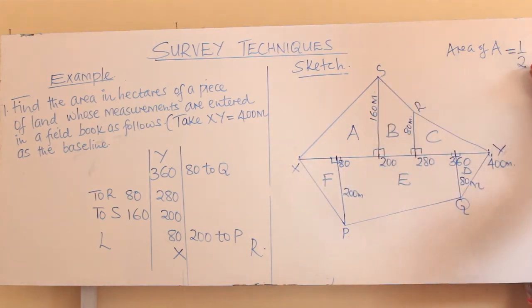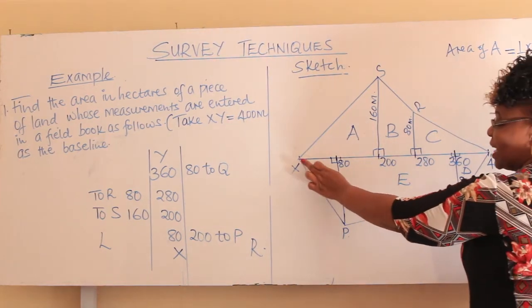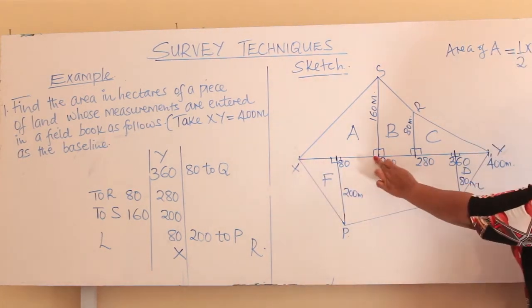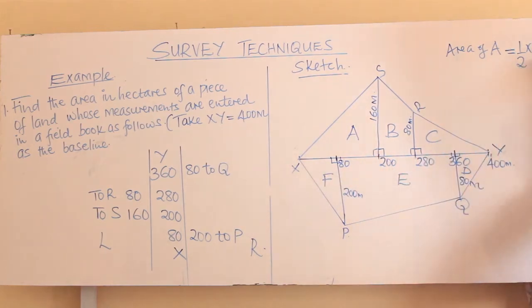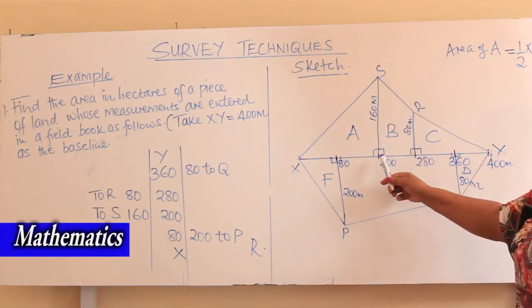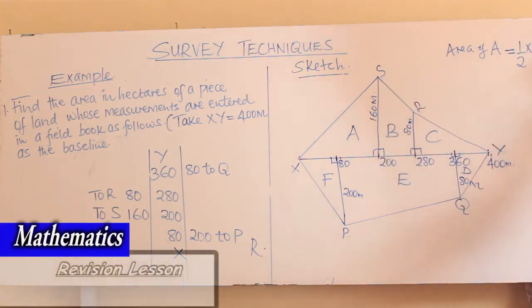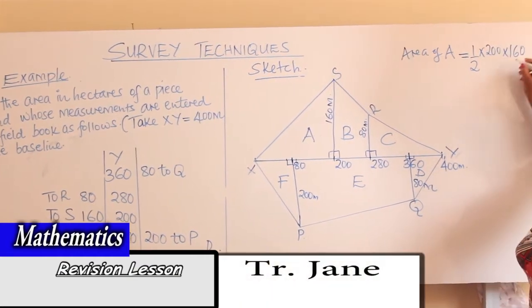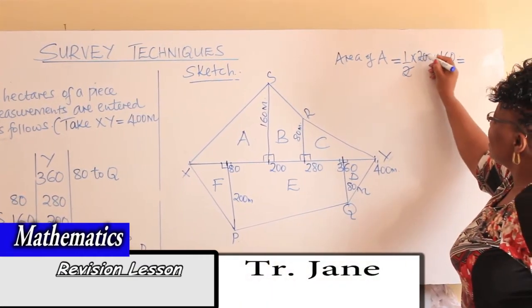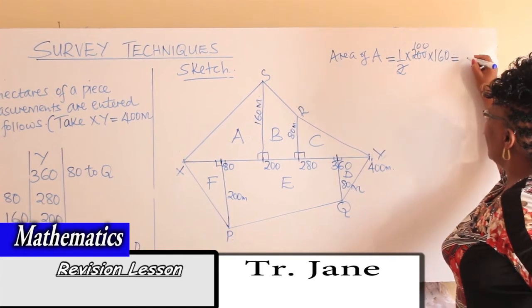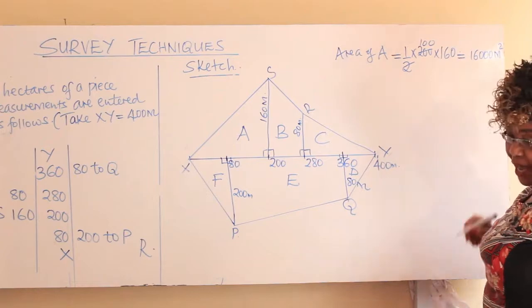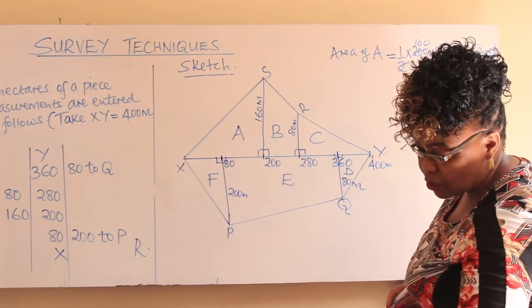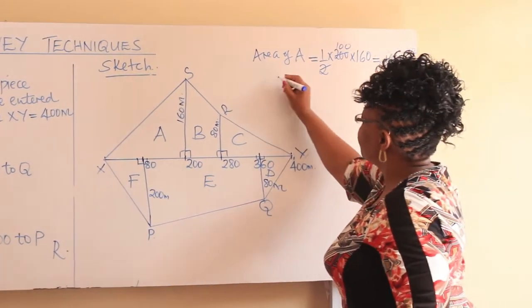So a half. What is our base? Our base, learner, is from here to here, and therefore it is 200. And our height is what? Our height is 160 meters. You work that out, you can use a calculator, and you get 16,000 meters squared.